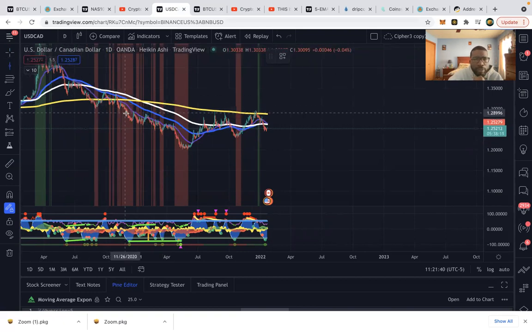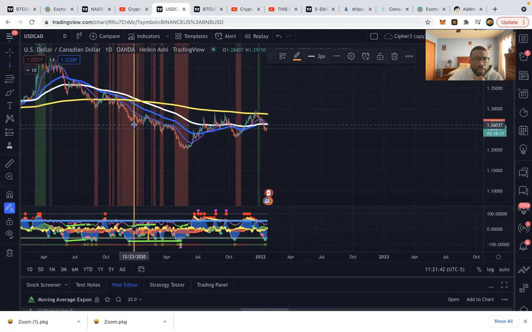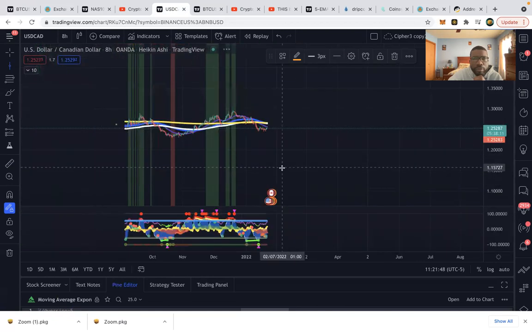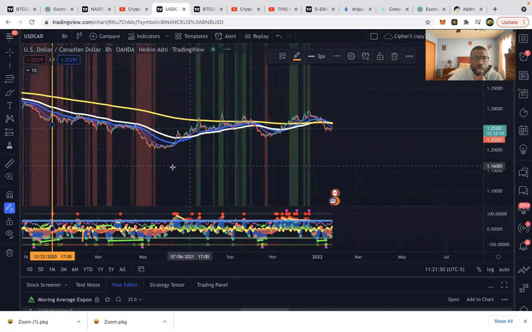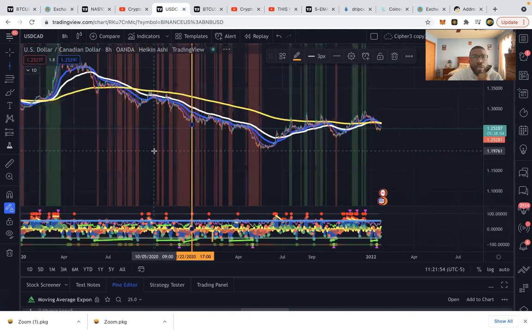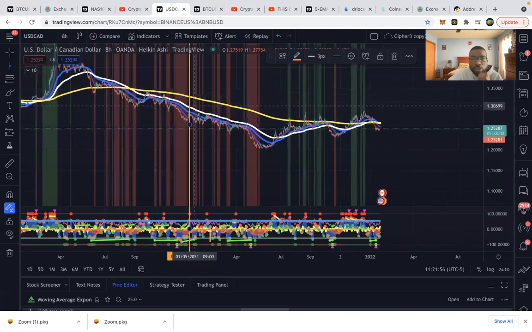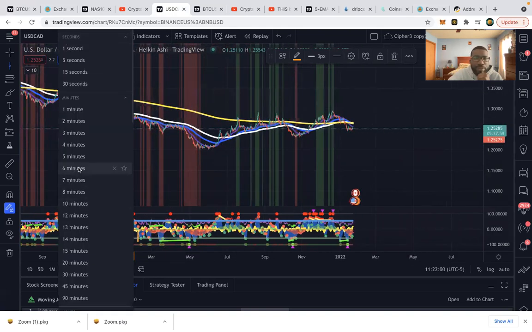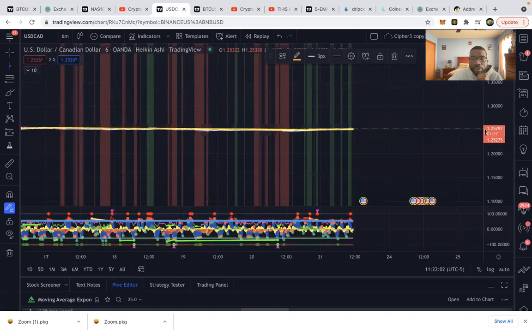Let's see something here. Let's go to like an 8-hour chart. Look at that. The EMAs are starting to look better. You know what I'm saying? So you got to go to smaller time frames and you'll see the moves. Let's go like a 6-minute. Let's see what's going on.